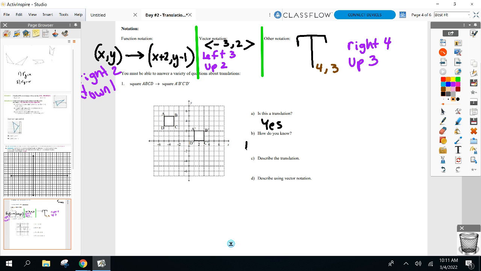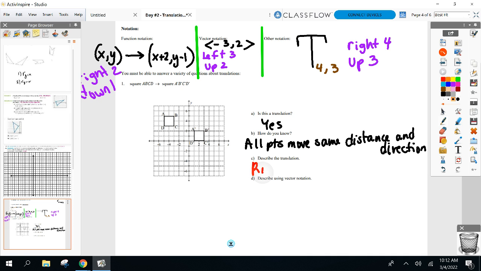How do we know? All points move same distance and direction. And it's got to be all points, remember. All the points move same distance and direction. Can you describe the translation again for me? What do we do? Right 6 down 3.